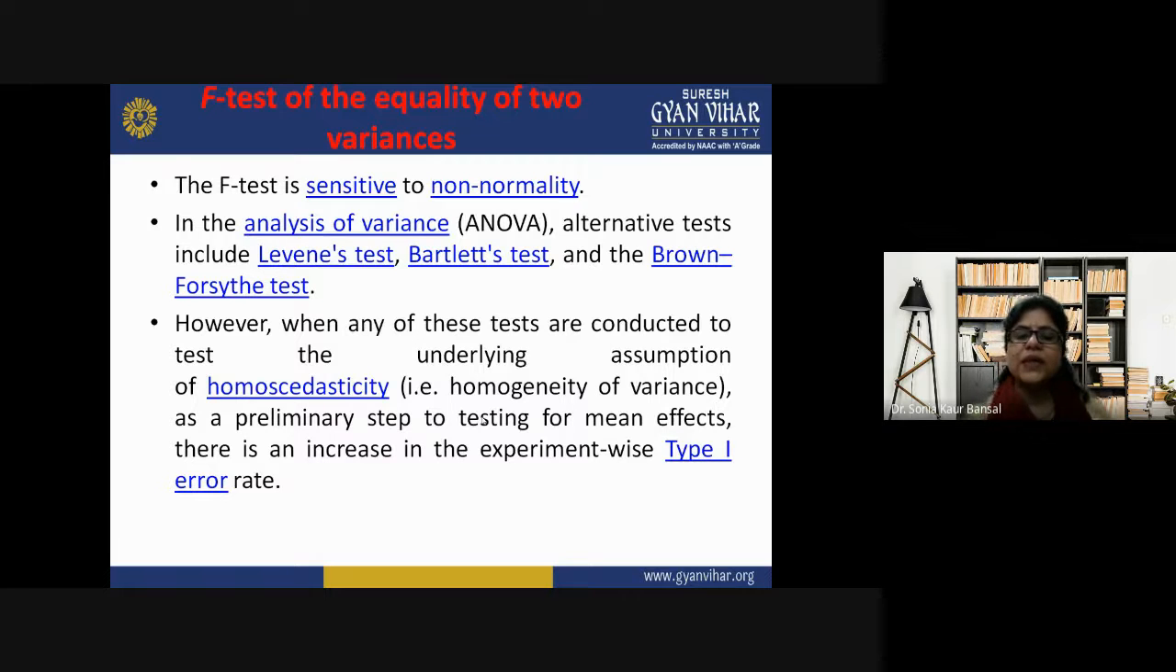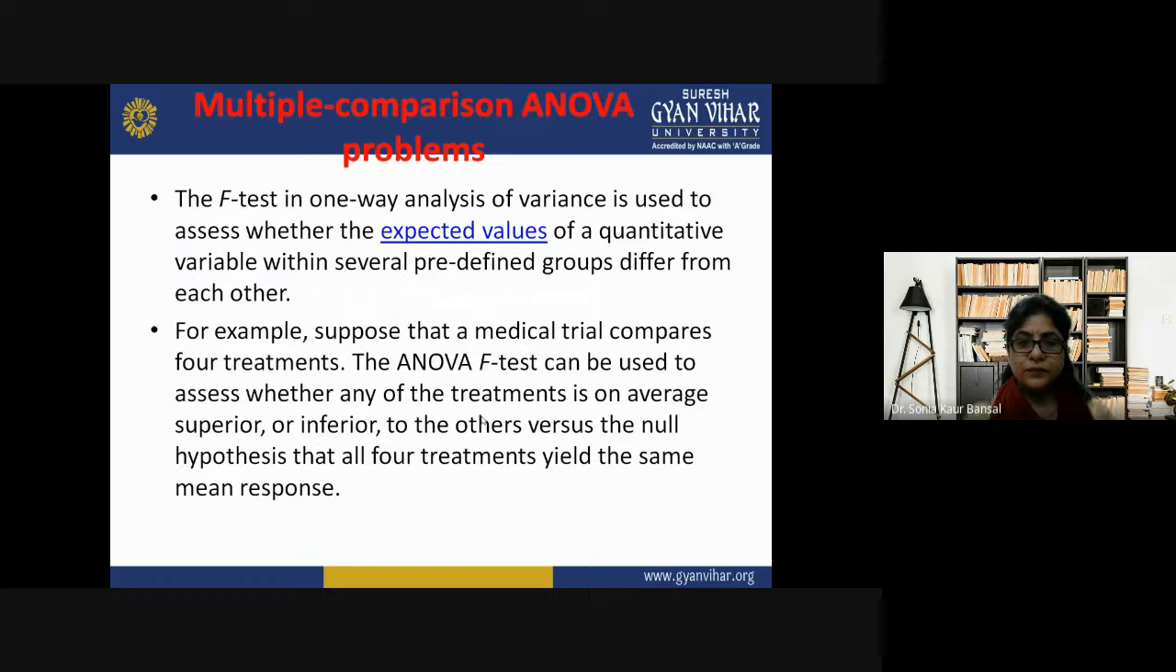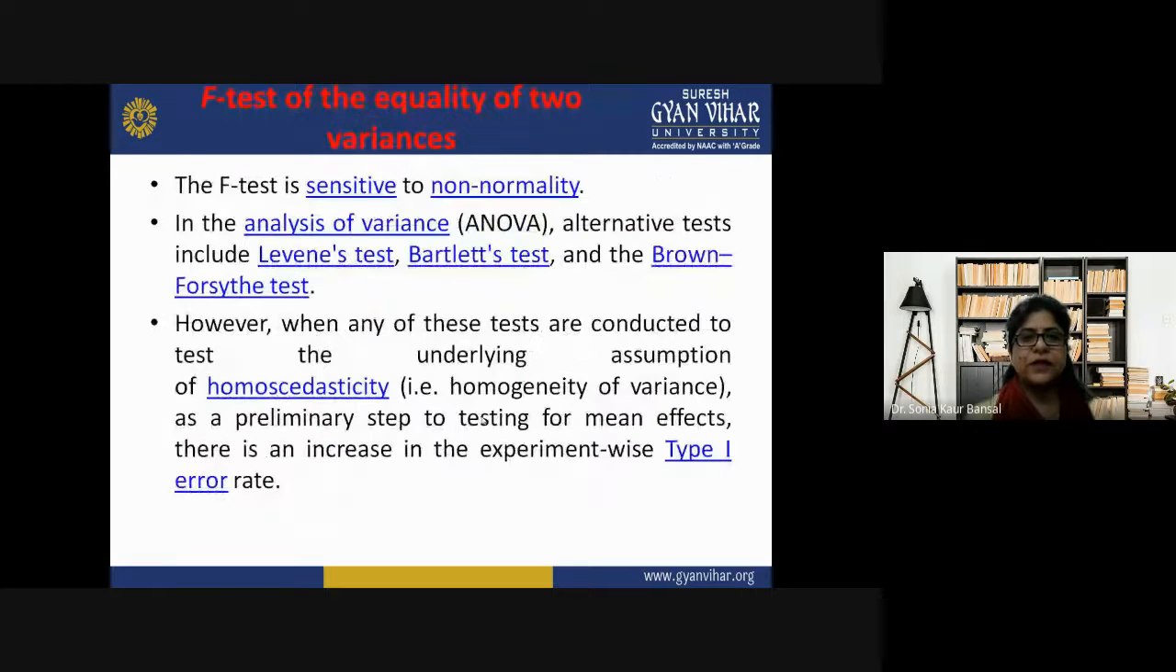However, students, when any of these tests are conducted to test the underlying assumption of homoscedasticity or homogeneity of variance as a preliminary step to testing for mean effects, there is an increase in the experiment-wise type 1 error rate. Okay, so this is about the F-test of the equality of two variances, that it is sensitive to non-normality, and it works in the ANOVA also.